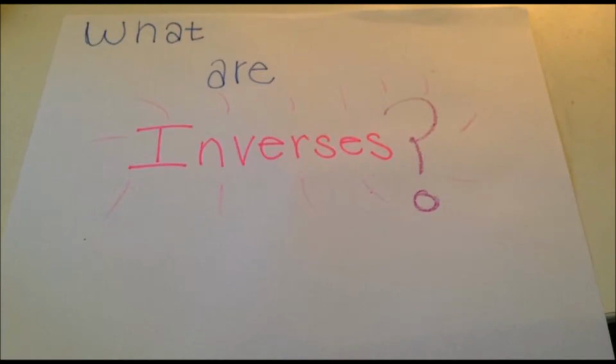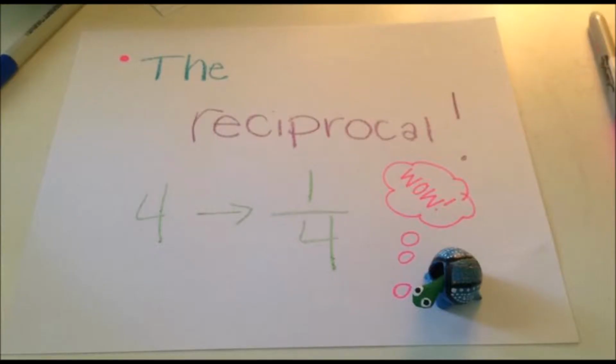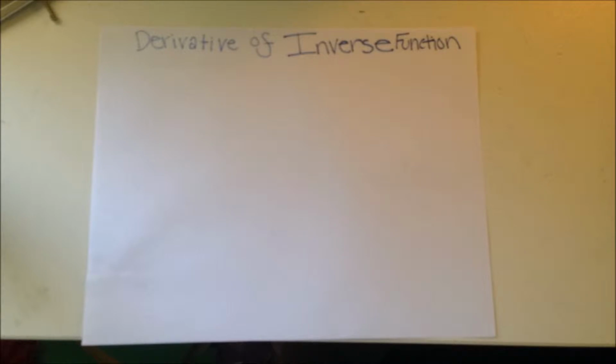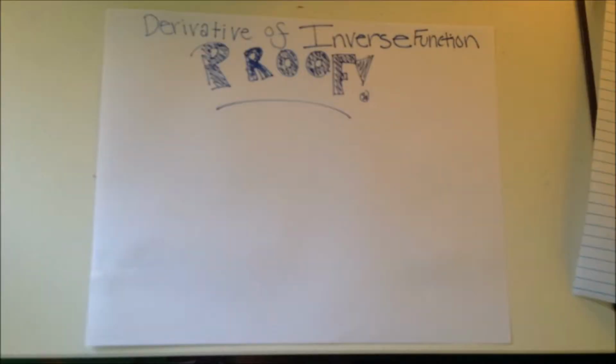Well, first of all, what are inverses? Inverses are simply the reciprocal. So basically, we are finding the derivative of the reciprocal function. And here's a proof to prove it.